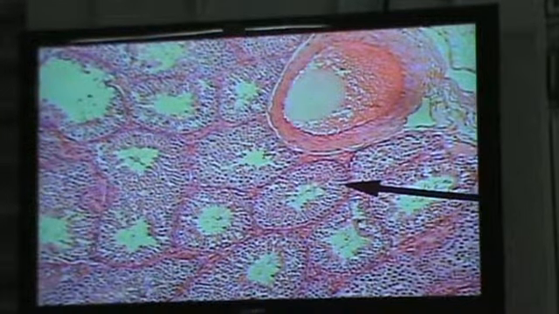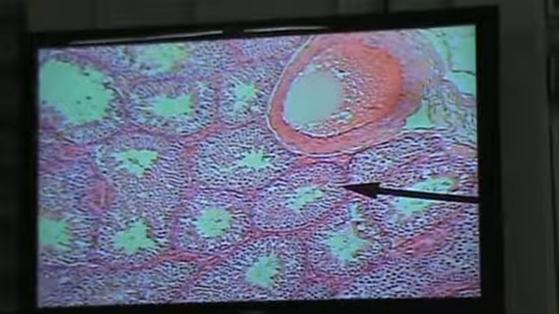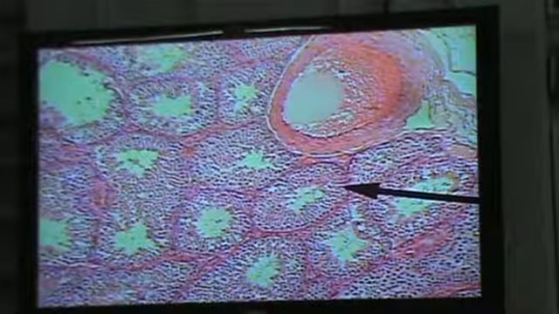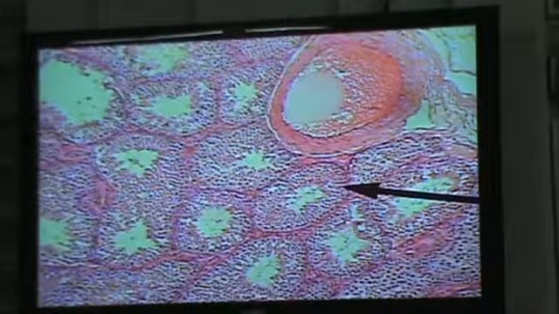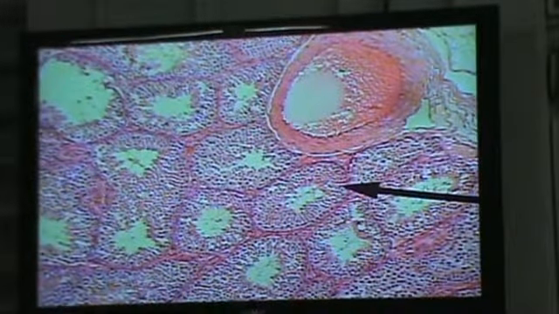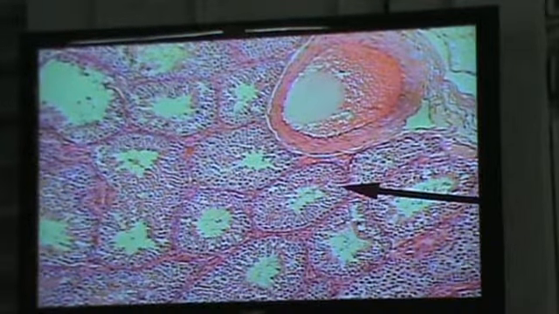Straight ducts. Very good. Or the direct line. Okay, tubuli recti. And from there now, they will go to the what? To the rete testis. Rete testis is like a lake. Okay? Large irregular spaces in the mediastinum of the testis.